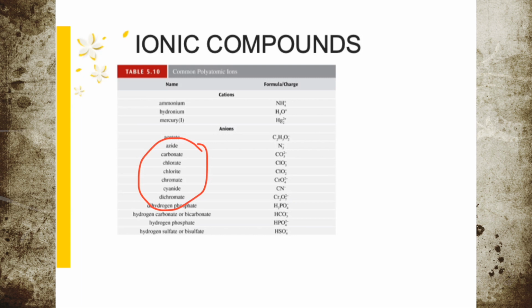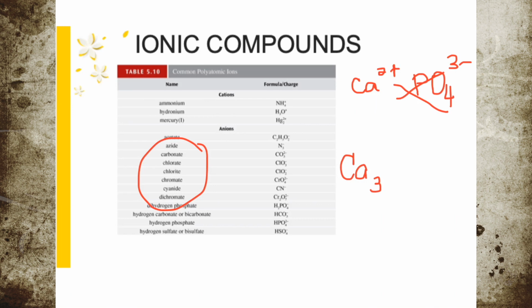So for example, for a polyatomic ion, its name will remain as it is when it is combined with a metal. Let's say you have calcium, which is 2 positive, and PO4, which is 3 negative. You cross the charges so that you would know the compound formed. So it will be Ca3, and then you put PO4 in brackets because it's a polyatomic ion, and place 2 as a subscript.